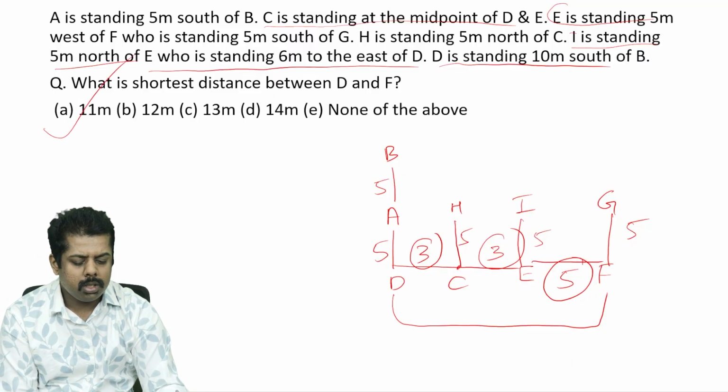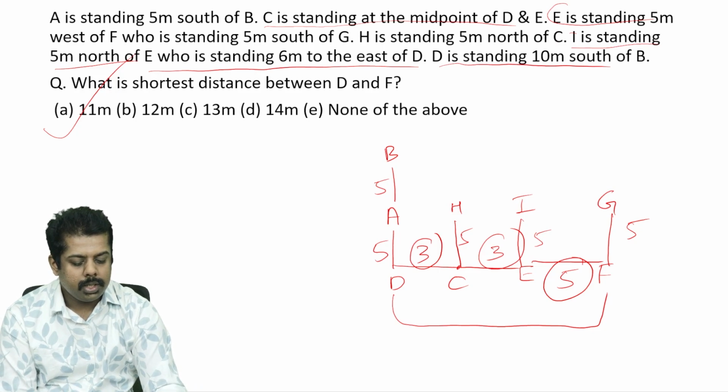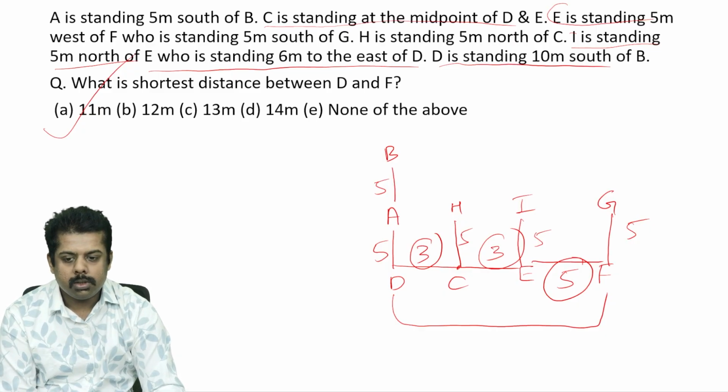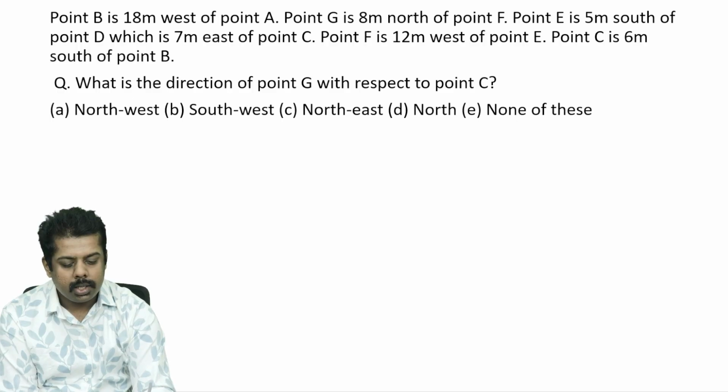Okay, so easy question. If you're just able to arrange it, this is an easy question. So arranging it, we are getting the answer as option A, that is 11. Moving to the next set here. We can just try and fix it.